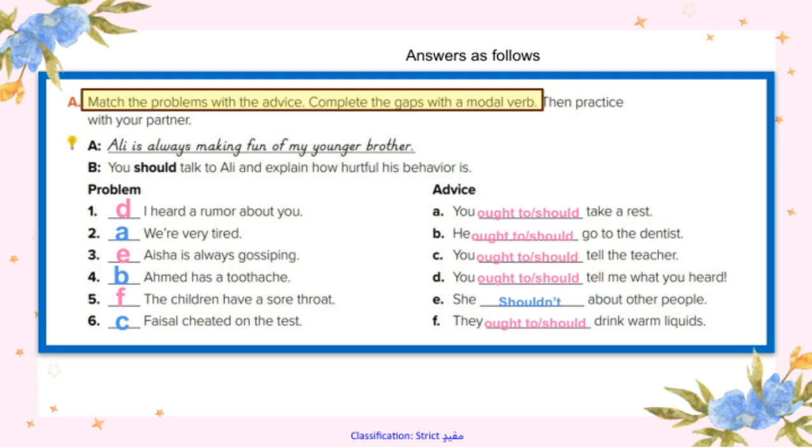Connecting this to our broader theme, effective communication involves choosing the right expressions of advice and knowing when to use them. Whether we're advising someone to take action or cautioning against a particular behavior, understanding these nuances helps us be clearer and more persuasive in our messaging.